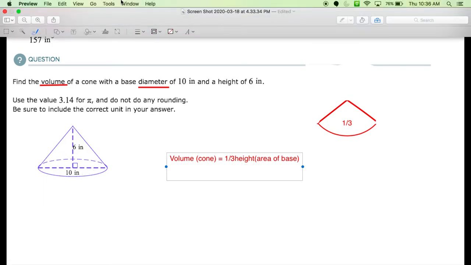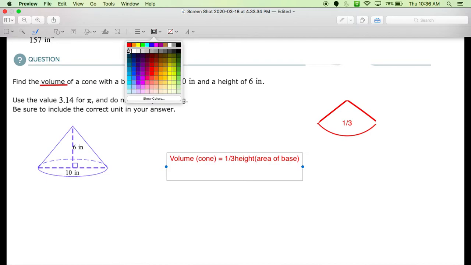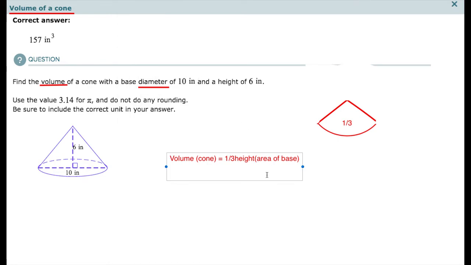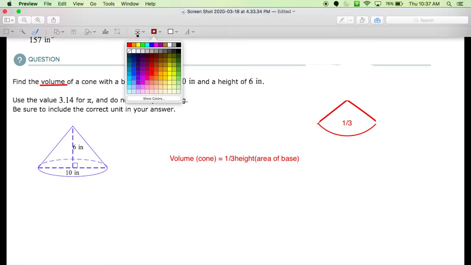Oops, let's make this red again. Not sure what happened.